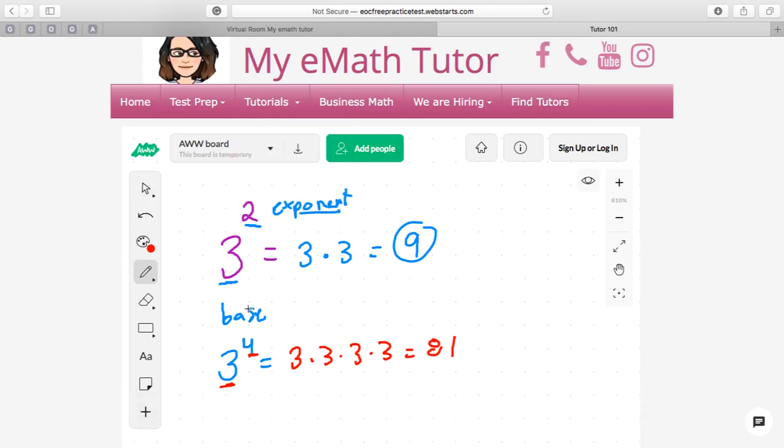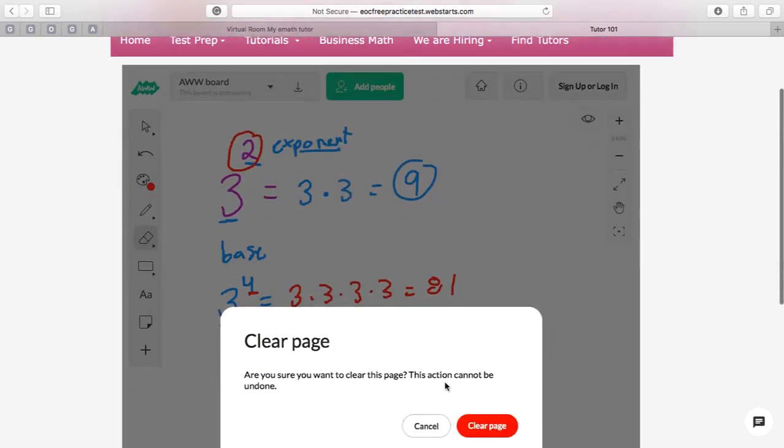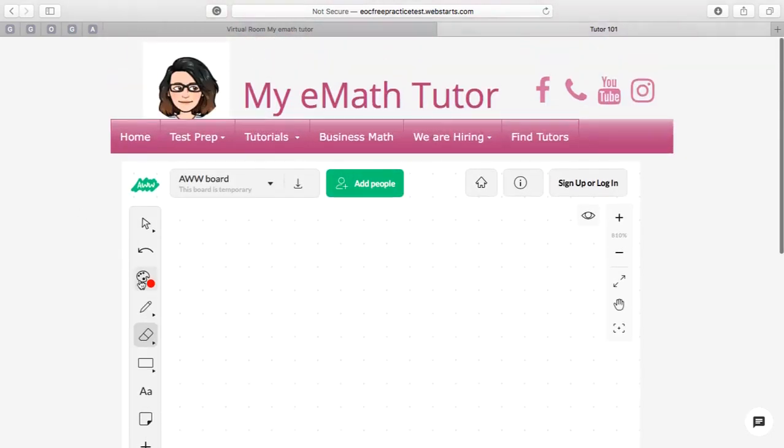Basically what we're doing here is understanding that when you have something elevated to an exponent, it is how many times this base is going to duplicate. So let's start with some basic rules.